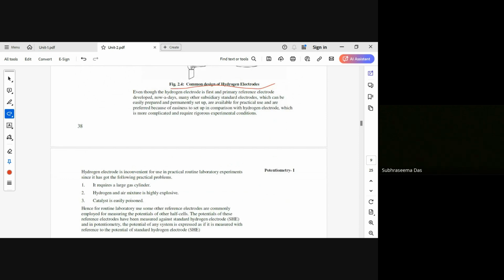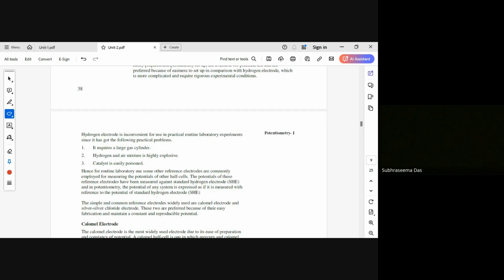The hydrogen electrode, however, is inconvenient in practical laboratory experiments, because the use of hydrogen requires a large gas cylinder, and a hydrogen and air mixture is highly explosive in nature. So there is a chance of an explosion when hydrogen comes in contact with air in daily laboratories. And thirdly, the catalyst that is used is easily poisoned in normal laboratory conditions. That is why it is always advisable to maintain a strict and clean atmosphere for the maintenance of SHE.